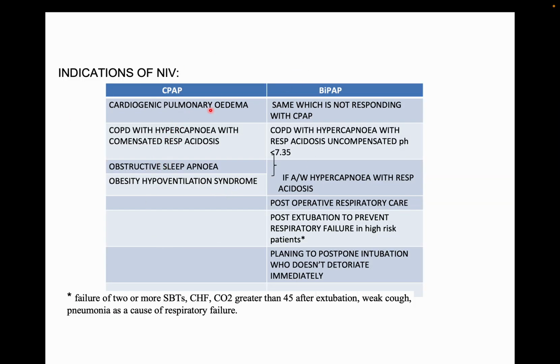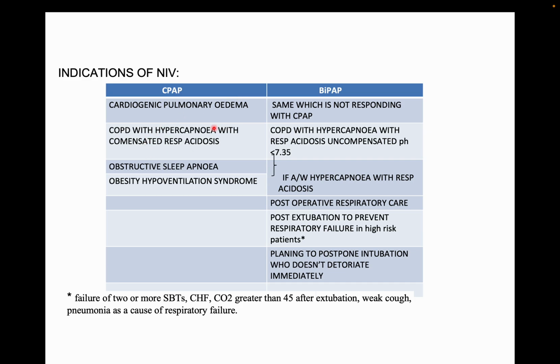Initially we start with cardiogenic pulmonary edema, where you increase the PEEP. When you increase the PEEP, it causes alveolar dilation and clearance of the interstitial fluid. Especially in the case of CPAP, we have only two settings: one is FiO2, one is PEEP. PEEP you keep around 5 or 6, and FiO2 based on the oxygen requirement. So it will cause clearance of pulmonary edema.